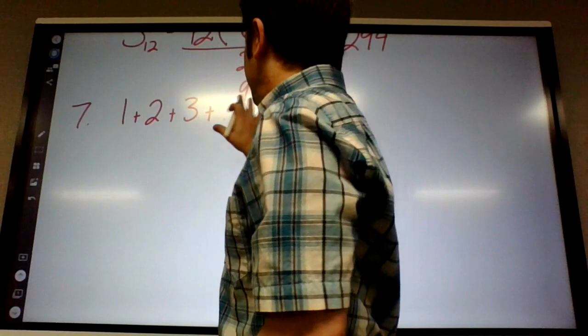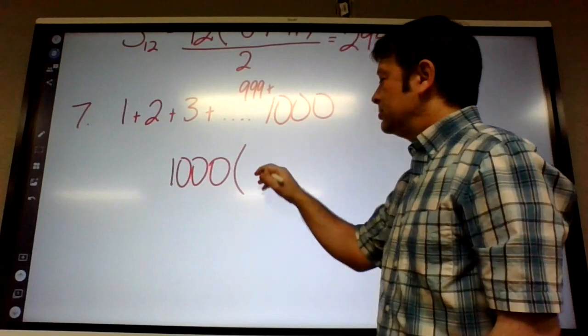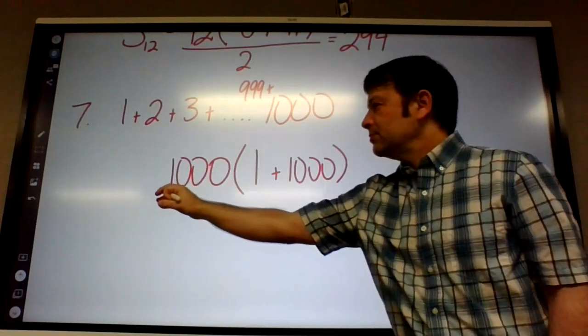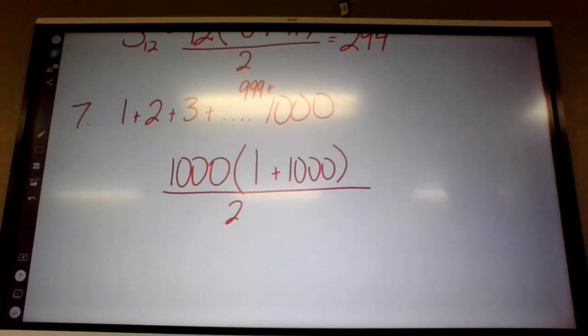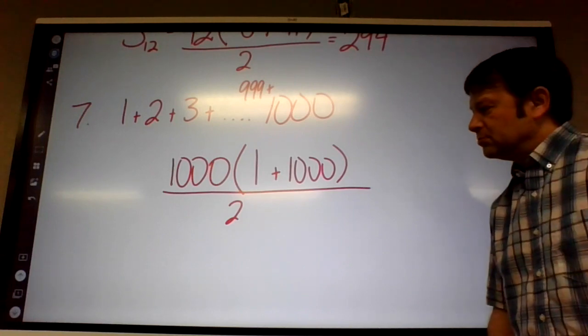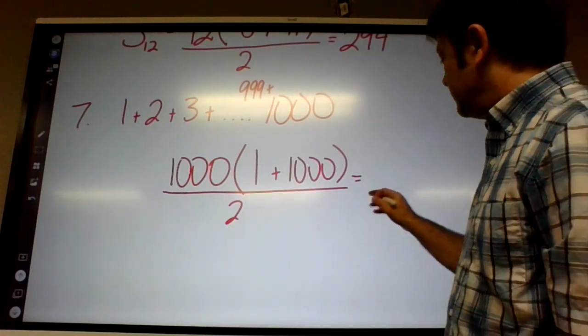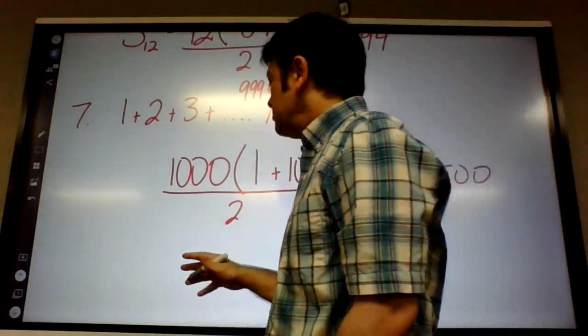All right, so how many terms are we adding together? 1,000. What's the first term? 1. What's the last term? 1,000. Okay, divided by 2. That's kind of an easy one. What does that come out to? 500,500. Guess I should have done that. All right.